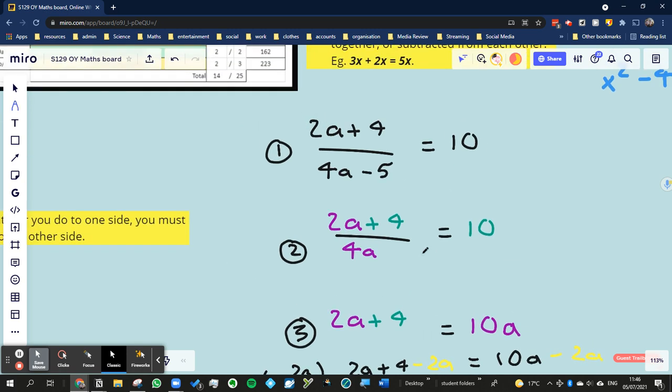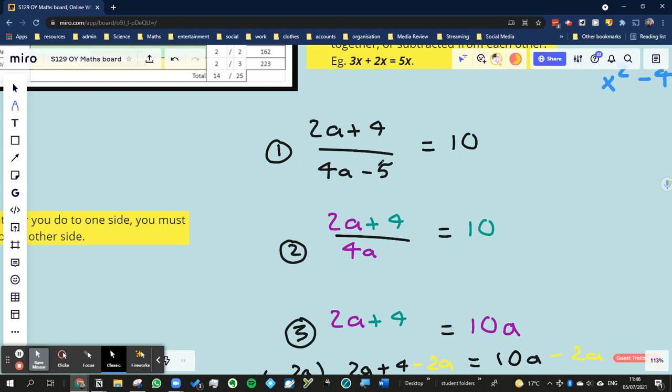And then the next one up is going to be a 3-step problem, because what I need to do first is get this 4a over there so it's like equation 3. So the first step for equation 2 would be to multiply by 4a. Then you'd be able to follow the steps afterwards and solve it like we did with equation 3.